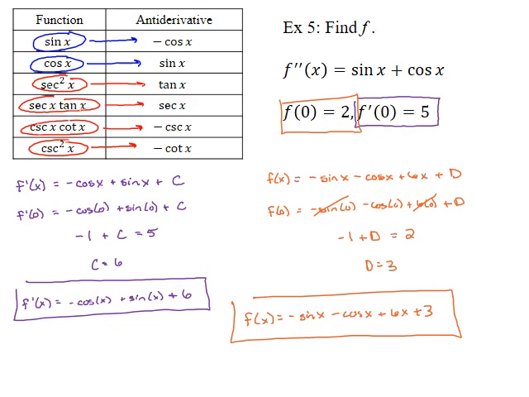And you can double check. If you take 2 derivatives of this, you will get back to sine x plus cosine x as in the original problem.